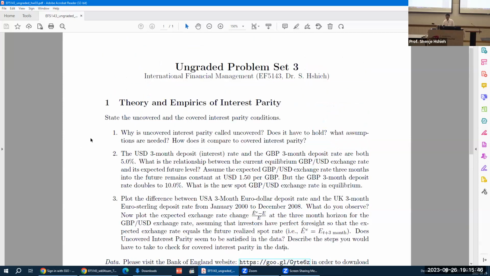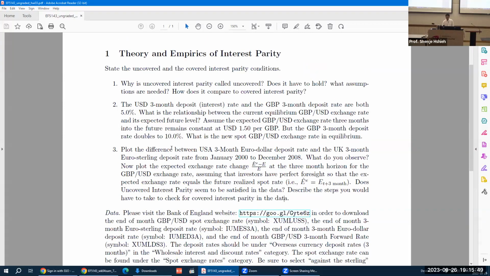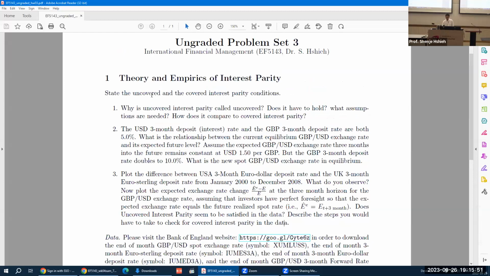All right, so let's just do the parts that don't require data. The first 2 parts ask you to talk about the uncovered interest rate parity. Why is it called uncovered? Does it have to hold? What assumptions are needed? How does it compare with the covered interest rate parity?